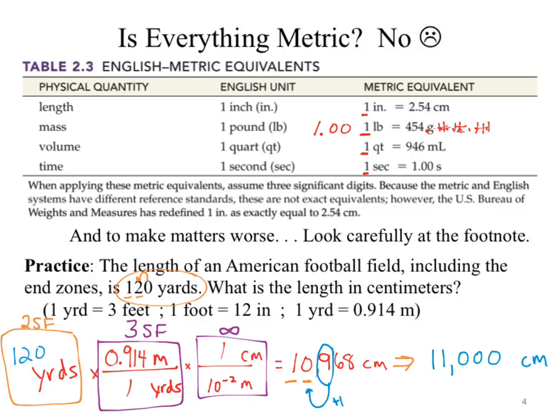Why can I include those zeros? Without the decimal point, those zeros are acting only as placeholders, not as significant digits. That makes the number 11,000, not 11. Right? We played on an 11-centimeter football field. That'd be kind of easy, I guess.